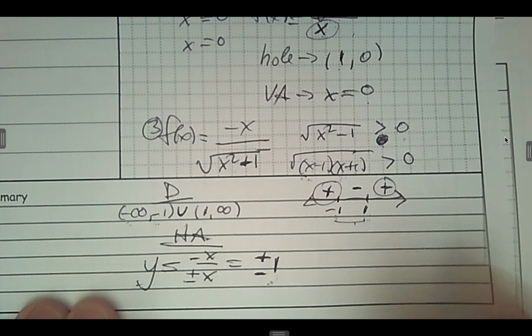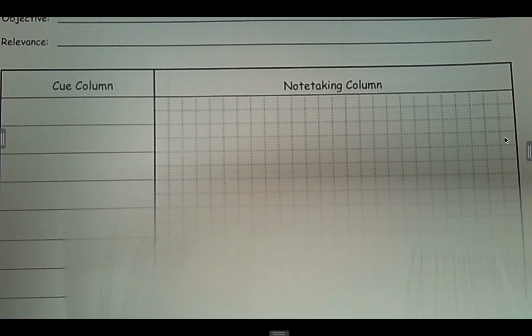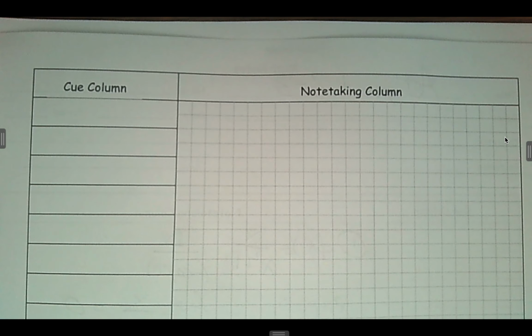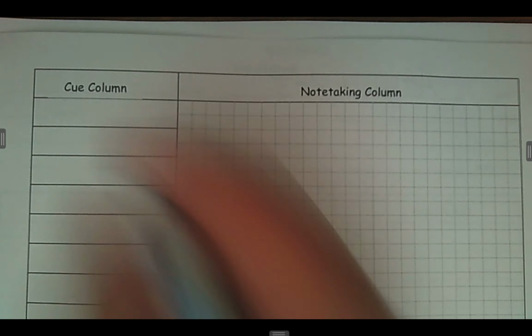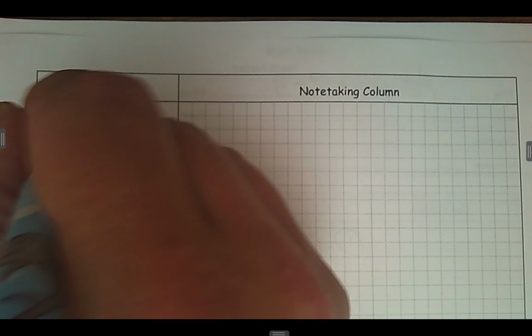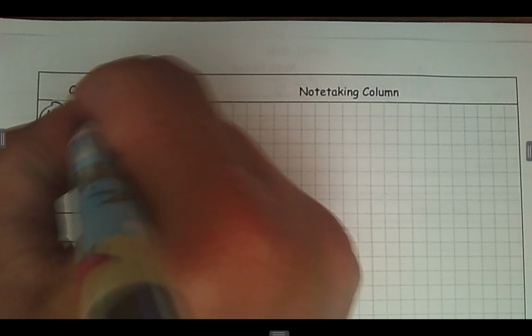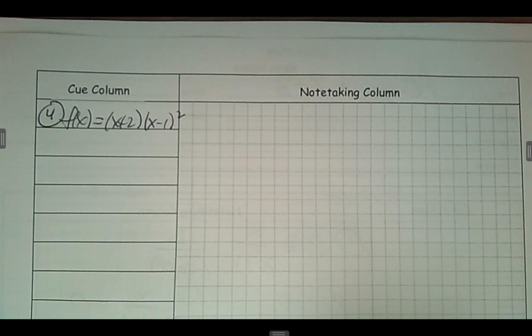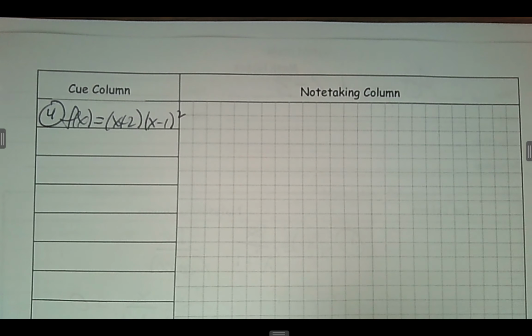All right, number 4. Now we're going to be graphing. I'm going to try to do the analysis on the left and the graph on the right. For number 4, you have f of x equals (x plus 2)(x minus 1) squared. This is a polynomial. It says to graph it without a calculator. We're sketching it, just trying to find the important parts.